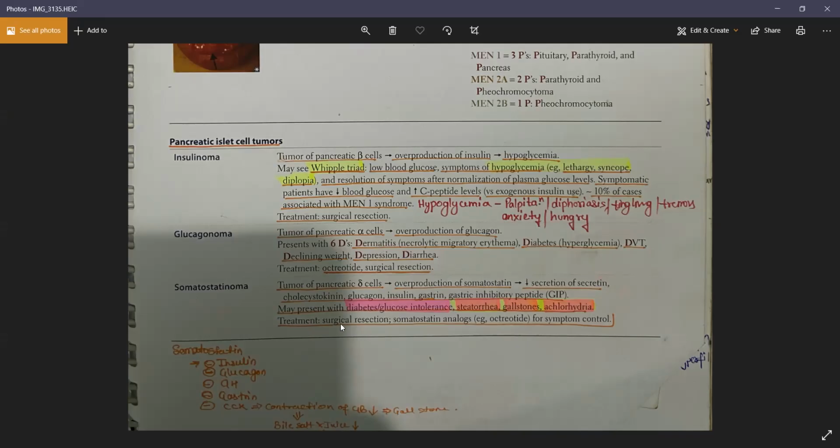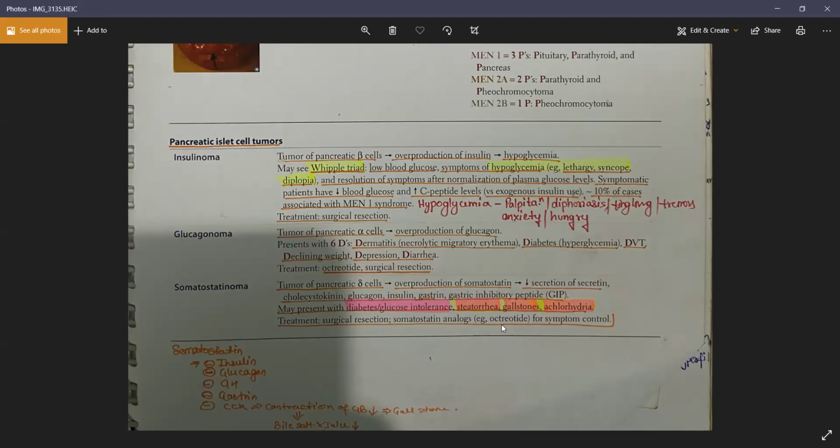Treatment, of course, is surgical resection, and you can also give long-acting drugs like octreotide for symptom control. Wouldn't they worsen the symptoms, since somatostatin itself is causing symptoms? I thought the same, but when I read the article, I realized that octreotide is actually useful in somatostatinoma, just for symptom control. Surgical resection is the ultimate thing you will do for the patient, but for some time, you can give the patient octreotide also. I searched on Google, and it is a therapy being used nowadays.